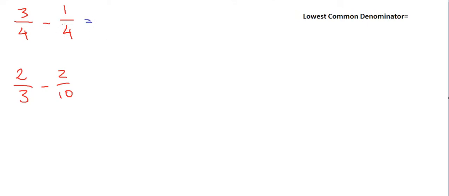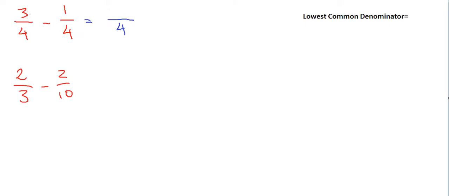Well, we have to make sure that the denominators are the same, like we did when we were adding. So you can see in this first question here, 3/4 minus 1/4. Both denominators of these fractions is 4, so we know the final result will have a denominator of 4. And what about the numerators?